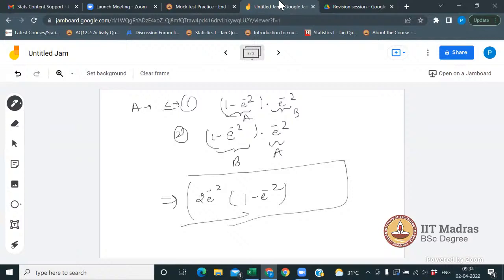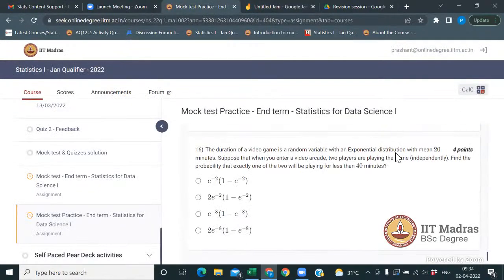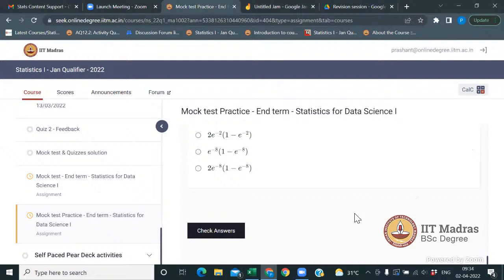Sir, why did we find greater than 40? See, what is the question? You enter a video arcade. Two players are playing the game independently. You have to find the probability that exactly one of the two will be playing for less than 40 minutes. Means suppose you have two players A and B, right?